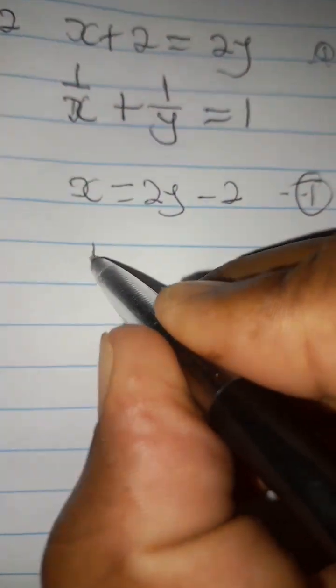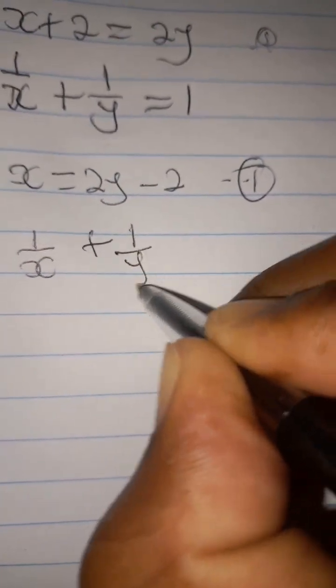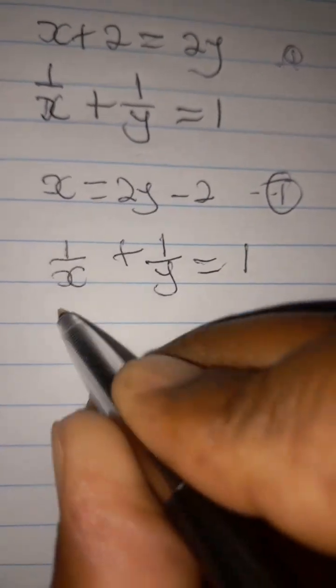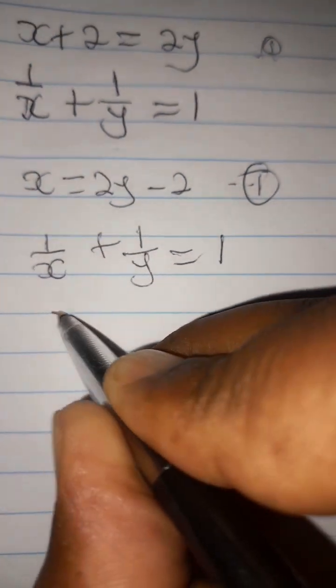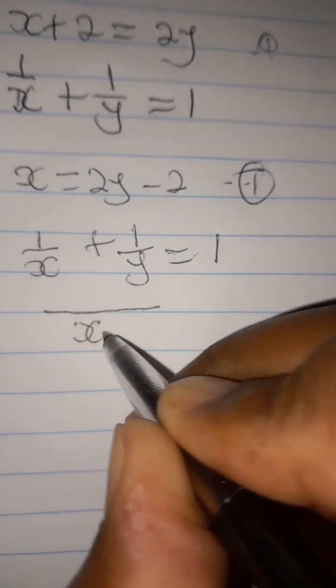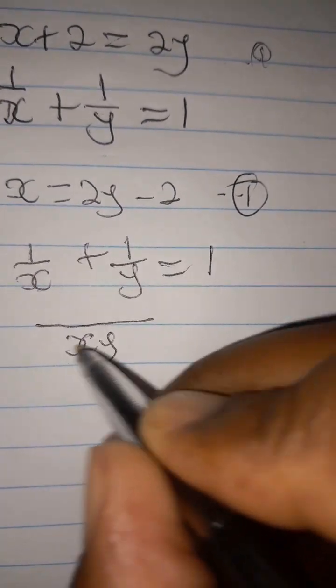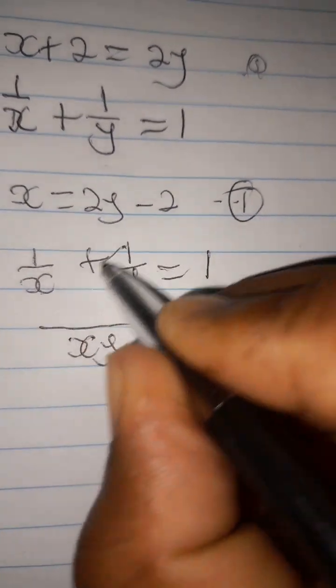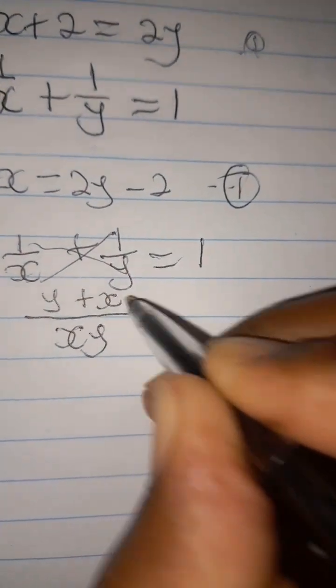So let's work out the fraction as our second equation. We are given 1 all over x plus 1 all over y is equal to 1. When you're given a fraction like this, addition or subtraction, you need to find an LCD. So in this case, the LCD will be xy. X multiplied by y will be xy. Then we can cross multiply: 1 times y, that will be y, and 1 times x, that will be x, right?